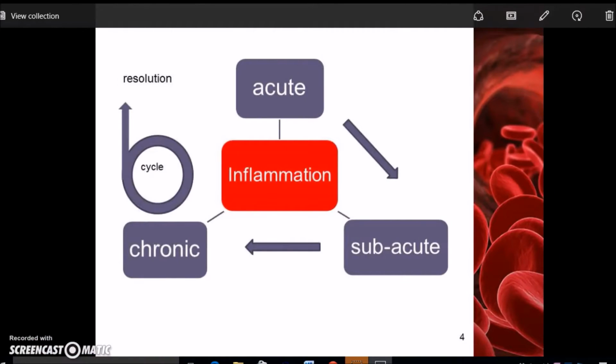Here I've tried to show you the three main stages of inflammation. Typically in a textbook it will be divided into acute, subacute and chronic, although there is overlap between these three stages. In an ideal world, acute inflammation will resolve completely, but occasionally we'll see a chronic condition which becomes entrenched in a cycle which will not resolve.